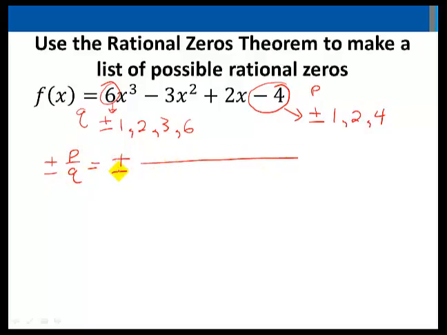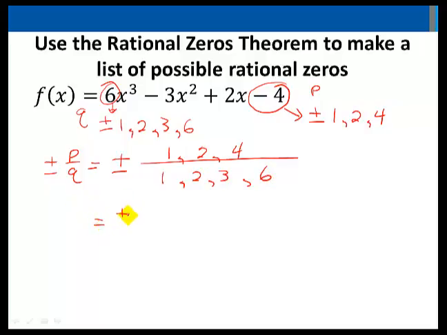The plus or minus in front of the p over q takes care of all our different plus or minus 1s, plus or minus 2s, etc. in the p and q. So I only need to list 1, 2, and 4 in the numerator, and 1, 2, 3, and 6 in the denominator, and I'll see what we end up with for p's over q's.